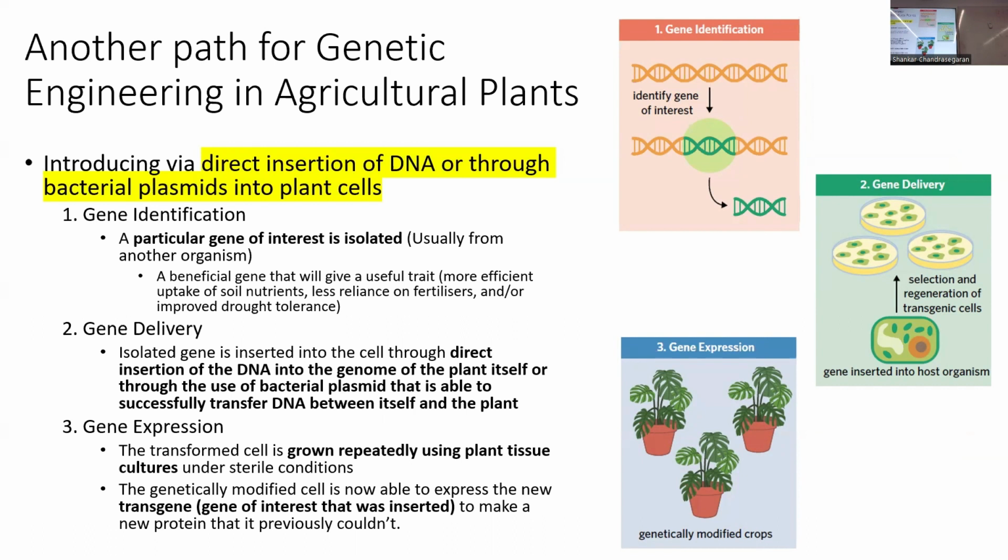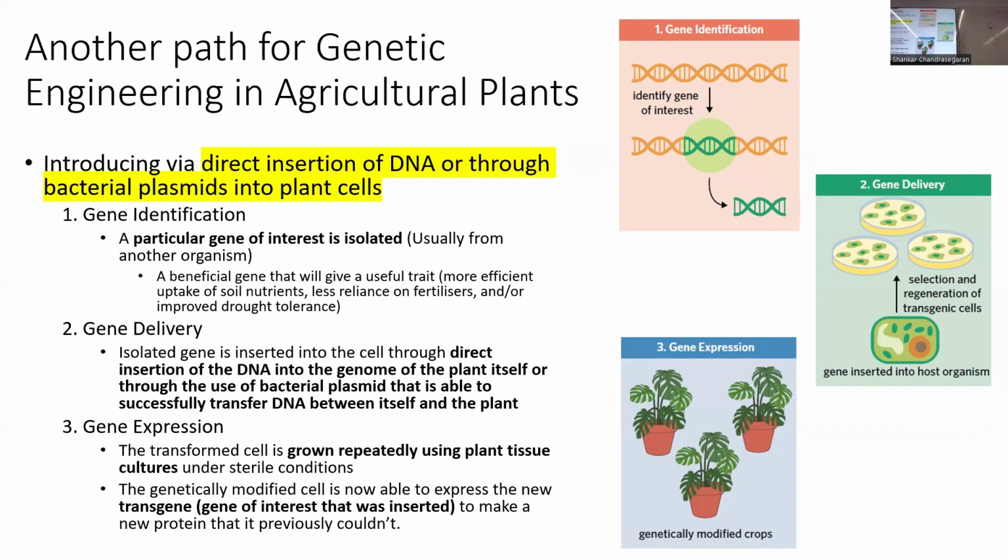Usually it's a beneficial gene that gives some kind of useful trait like herbicide resistance, bacteria resistance, less reliance on fertilizers, or improved drought tolerance. There are so many things that you could try to look for that genes have. Once that's been done, we need to take that gene and deliver it into the organism. So isolated genes are inserted into the cell through direct insertion, using bacterial plasmids.